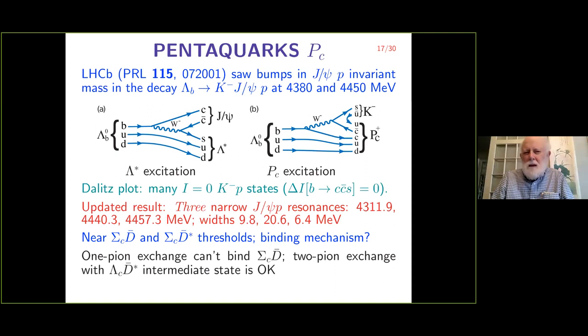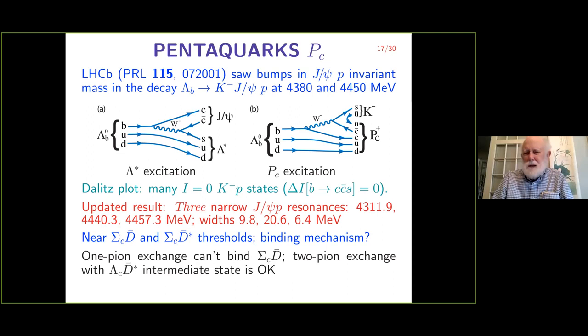Again, pentaquarks. As of now, there are three narrow J/psi-proton resonances at 4312, 4440, and 4457 MeV. Also, all narrow and all near appropriate thresholds. Now, one pion exchange can't bind Sigma_c D-bar star because a pion can't couple to D D. But if you have two pion exchange with an intermediate Lambda_c D-star intermediate, say, that works okay. So one pion and two pion exchange seem to be needed to bind these pentaquarks.